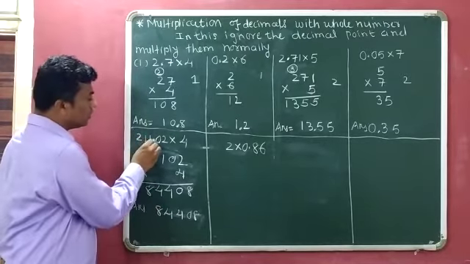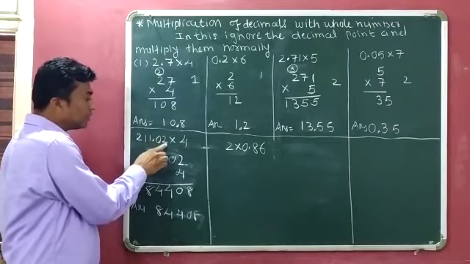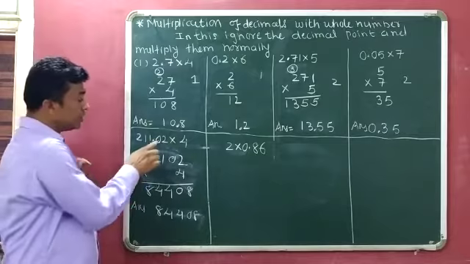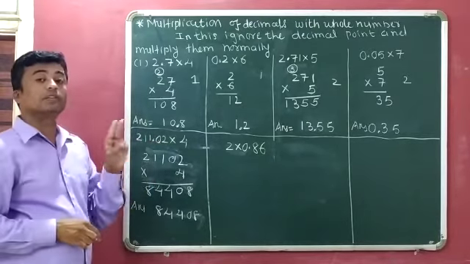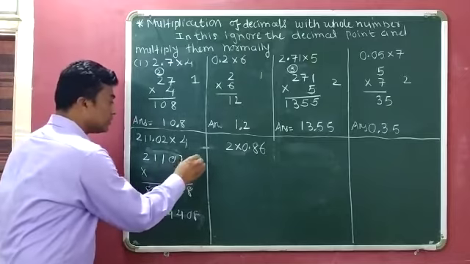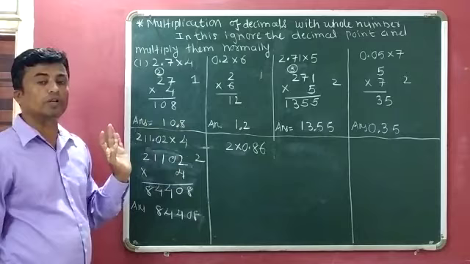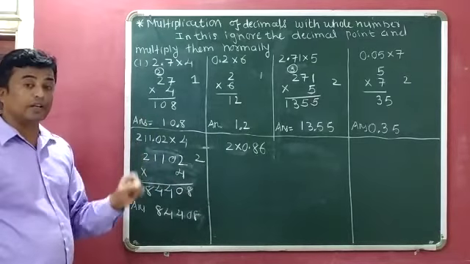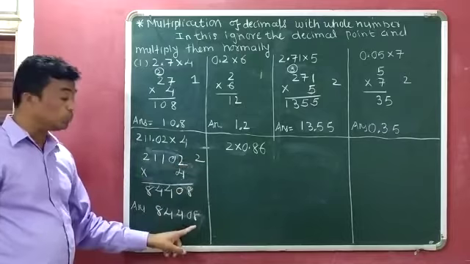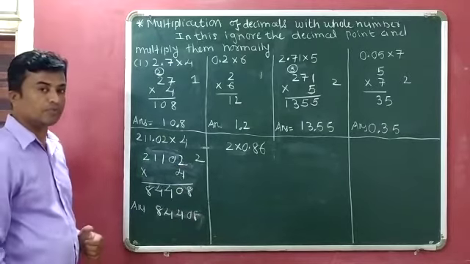See, in 211.02 the decimal point is available here, and after the decimal point there are 2 digits, 1 and 2. And 4 is a whole number and the decimal point is not available with 4. So see children, to write the decimal point in the answer we count 2 digits from right hand side in the answer, and then we write the decimal point.